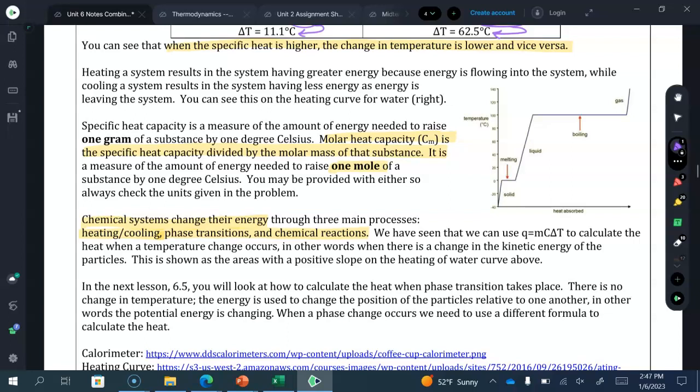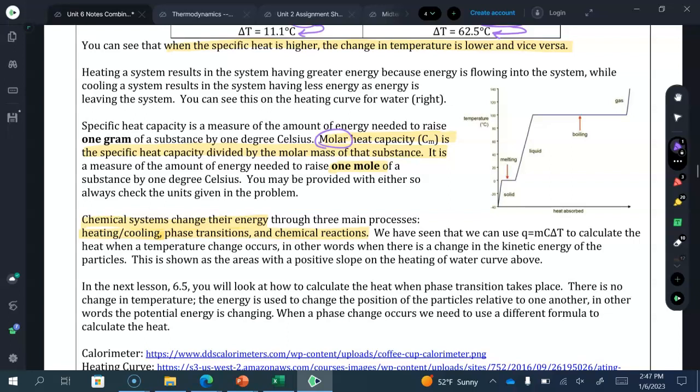The specific heat capacity is a measure of the amount of energy needed to raise 1 gram of a substance by 1 degree Celsius. If we're talking about the molar heat capacity, notice the word molar is being used here. This is the specific heat capacity multiplied by the molar mass of that substance. It is the measure of the amount of energy needed to raise 1 mole of a substance by 1 degree Celsius. This may be provided with either one, so make sure you check which one you're using in the problem.